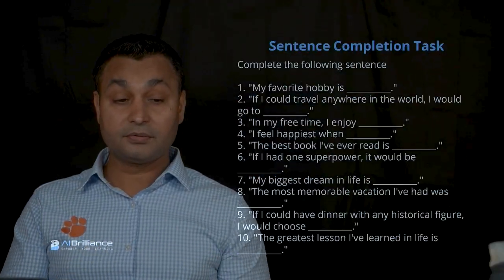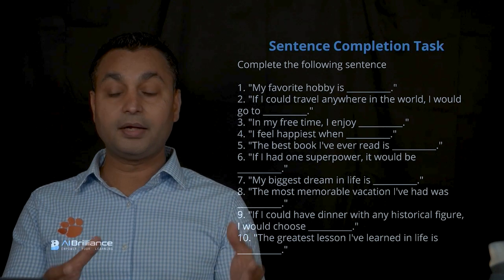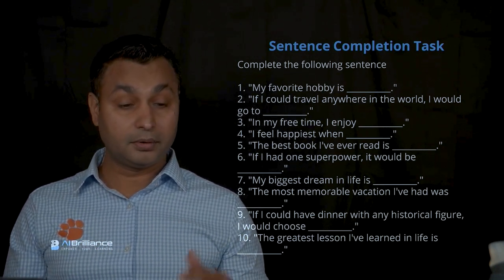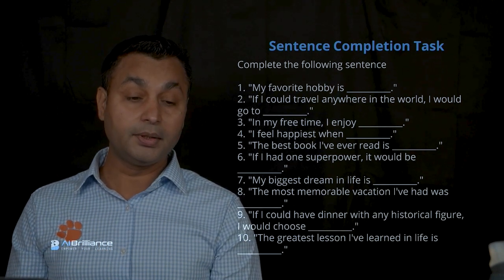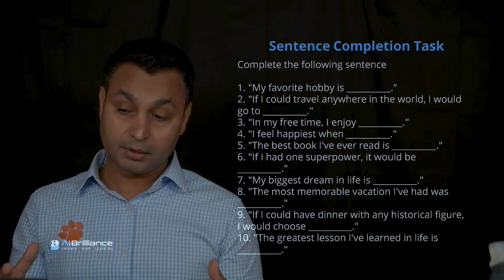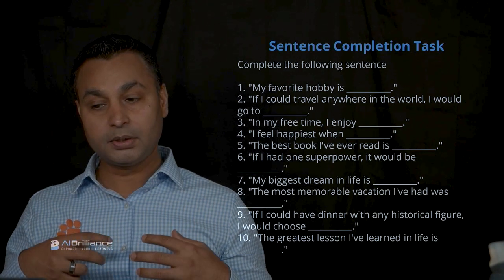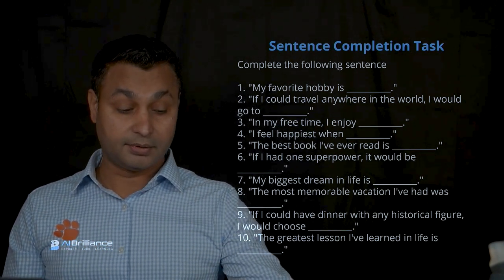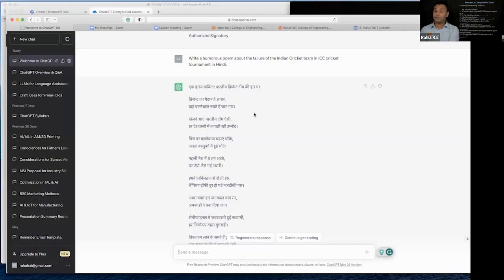So here is another task, which is sentence completion tasks. I have listed a set of sentences that you can see from 1 to 10, where the later half of the sentences are incomplete, and we can use a ChatGPT interface or a ChatGPT type of language generation model to complete these sentences.